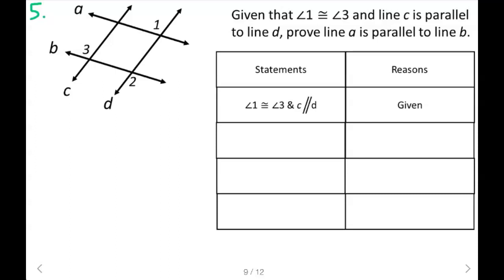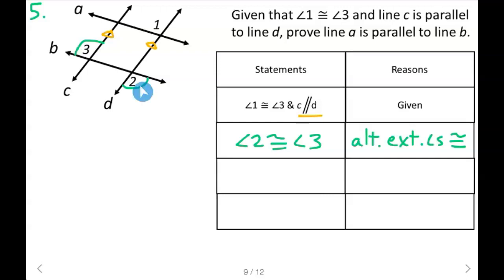All right, we'll start with the given. We've got line C and line D parallel. So if those two lines are parallel, maybe it'd be better if I put parallel symbols in a little different spot. If these two lines are parallel, and you've got this transversal here, then these alternate exterior angles must be congruent. So we can say angle 2 is congruent to angle 3. Again, if we have parallel lines, alternate exterior angles are congruent.